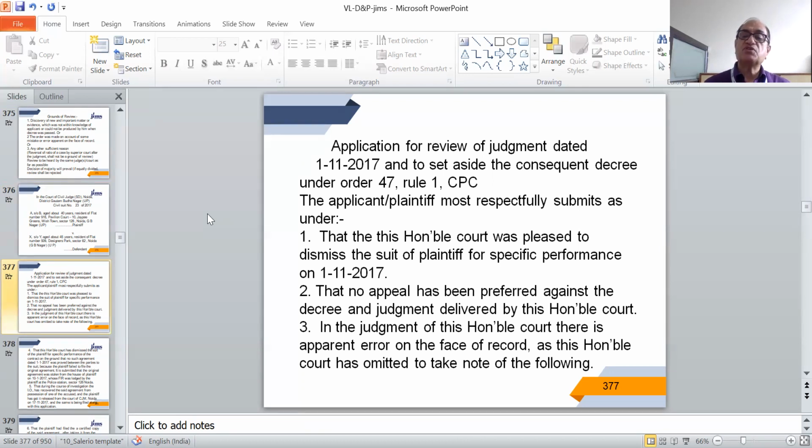Para 3. In the judgment of this Honorable Court, there is an apparent error on the face of record, as this Honorable Court has omitted to take note of the following. What ground are you taking? That there is an error apparent on the face of the record.